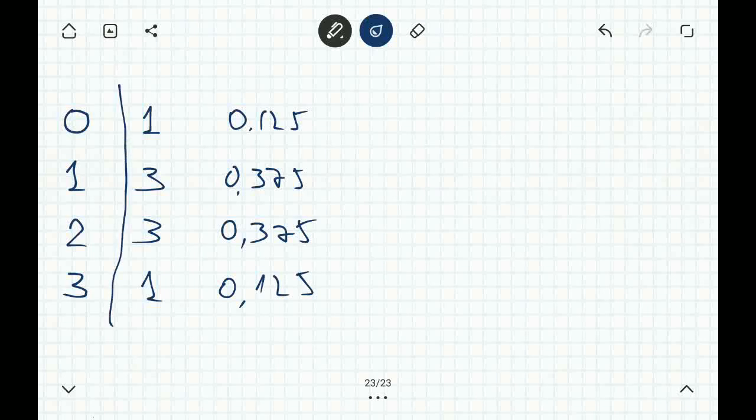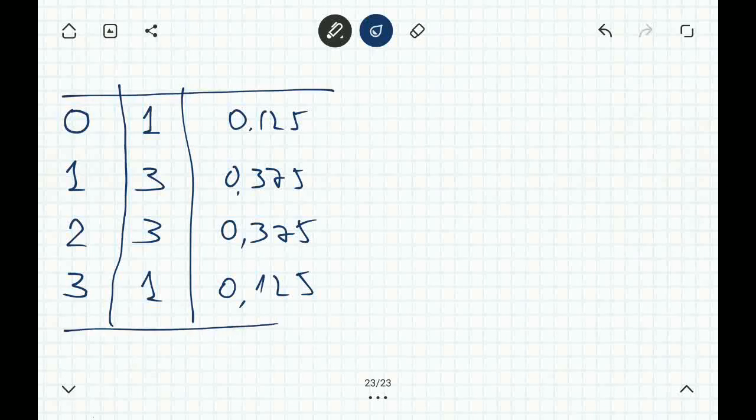Okay, so now we have our frequency table for that binary event, and it was easy. We were able to list all the outcomes and just count them. But that will not always be the case. So for now, let's just finish this part. I will put a chart here, a graph.